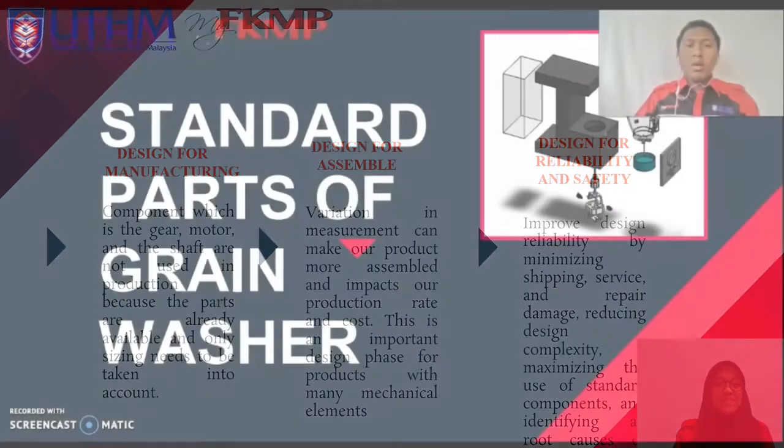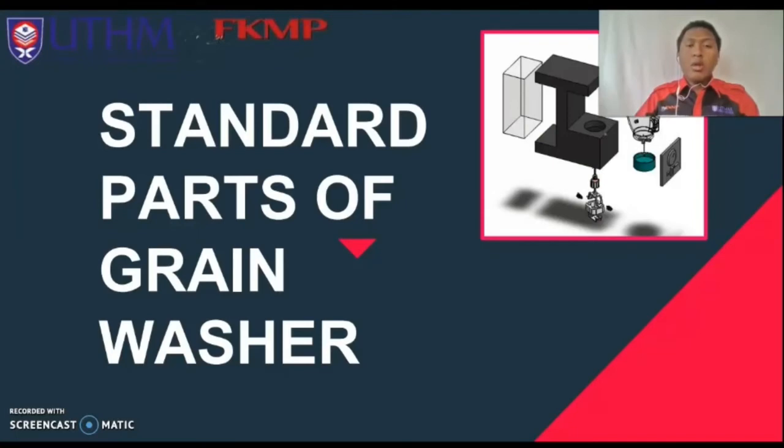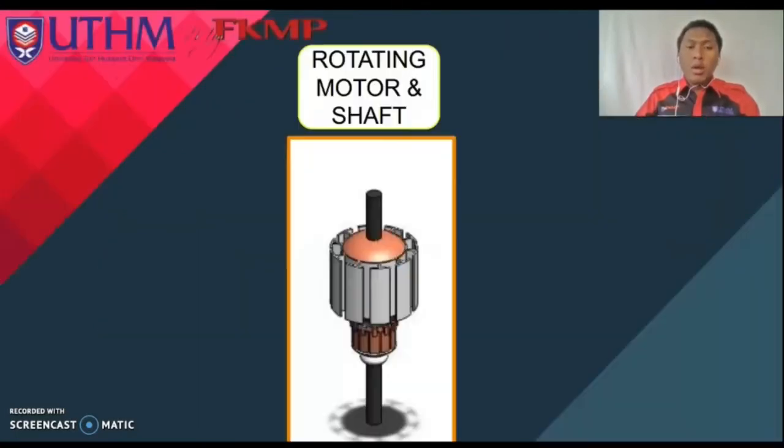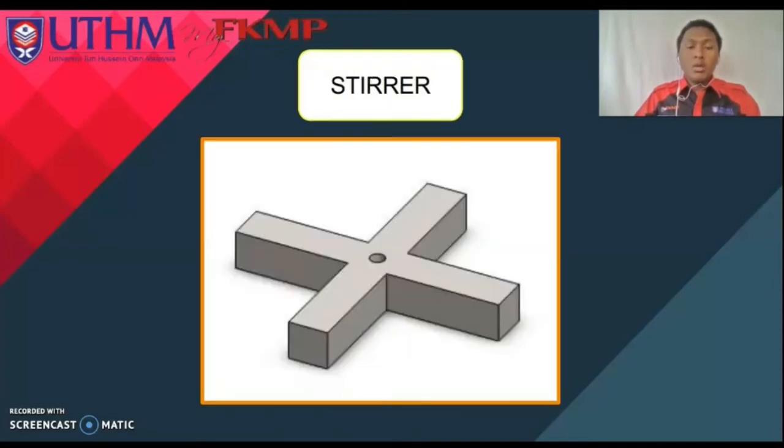Thank you. Hello, my name is Lukman Arafis and I will talk about the standard parts of the grain washer. We have three standard parts. The first is the rotating motor. The second is the shaft. The rotating motor and shaft are combined together. The third one is the stirrer.